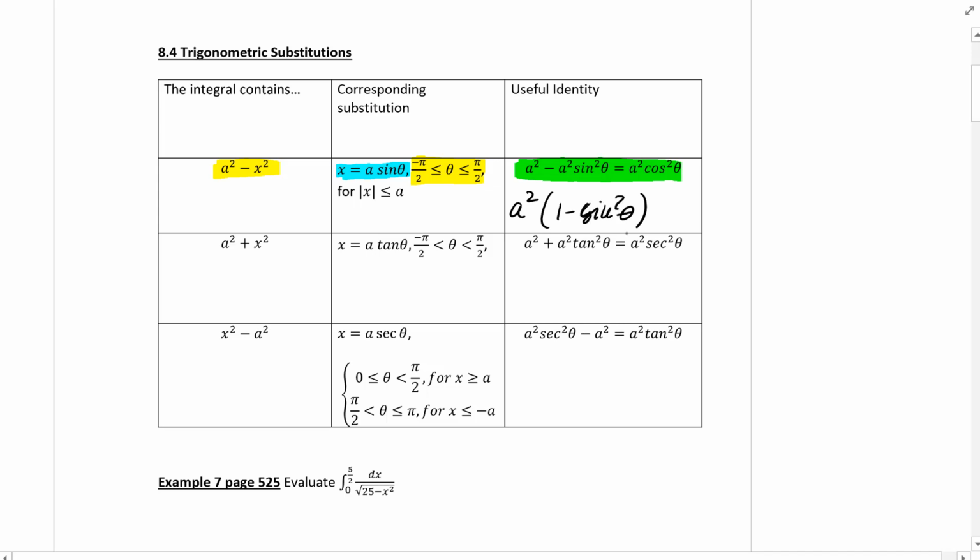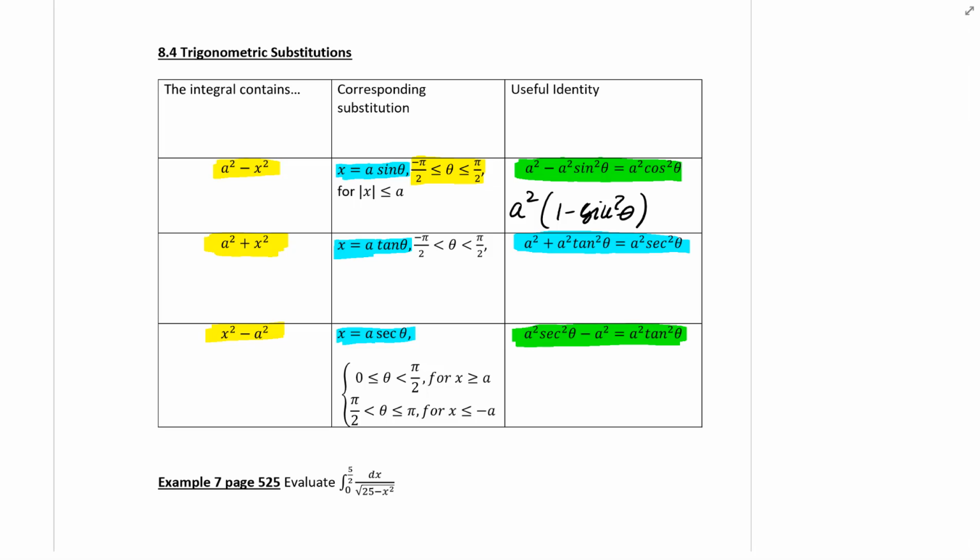which is cosine squared of theta. Another situation, it's a squared plus x squared, so the trigonometric substitution is going to be x equals a tangent of theta, and the useful identity is a squared plus a squared tangent squared of theta, which is a squared secant squared of theta. And another situation is when the integral contains x squared minus a squared, and we use the substitution x equals a secant of theta, and we have the identity a squared secant squared of theta minus a squared equals a squared tangent squared of theta.